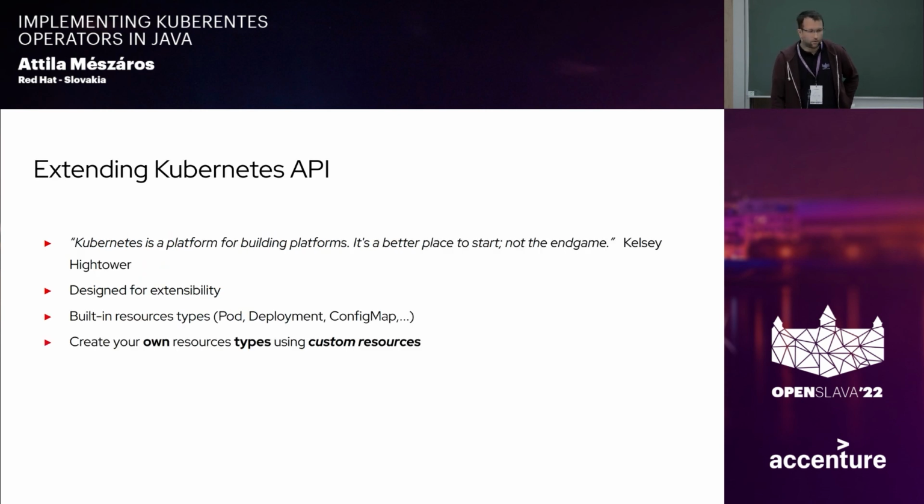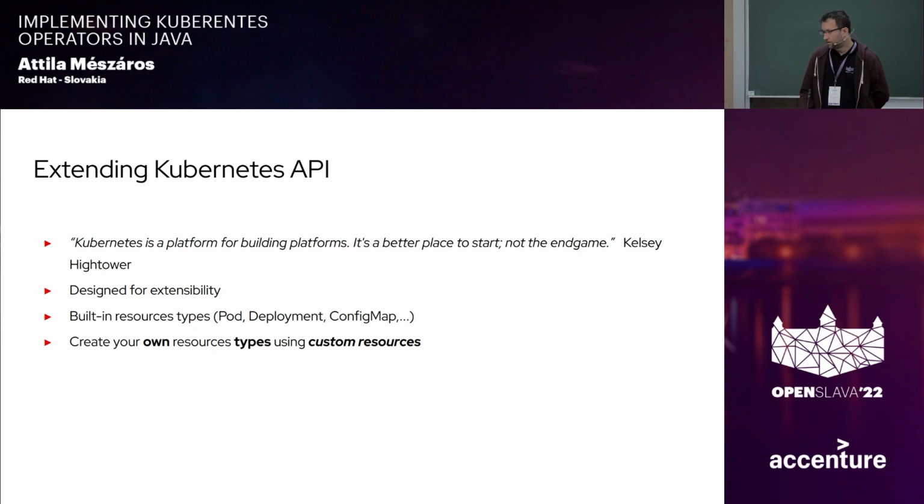So, extending the Kubernetes API. Kubernetes from the beginning was designed for extensibility. You probably know some built-in resources, like what a pod is and what a deployment is; that is necessary for this talk. And there is a way to extend the API server by defining your own custom types. This feature is called custom resources in Kubernetes.